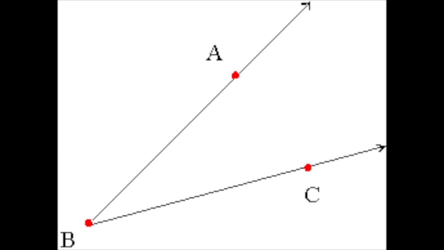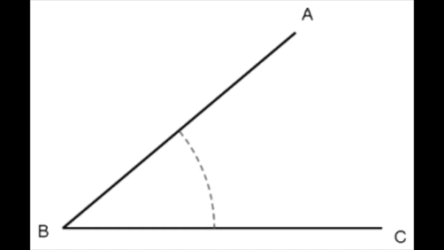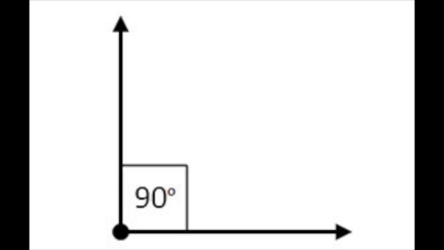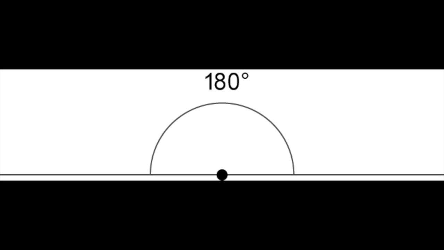There are 4 types of angles I want you to think about. The first is acute. This is less than 90 degrees. The second is obtuse. This is more than 90 degrees. The third is a right angle. This is exactly 90 degrees. The last one is a straight angle, which is exactly 180 degrees, or a straight line.